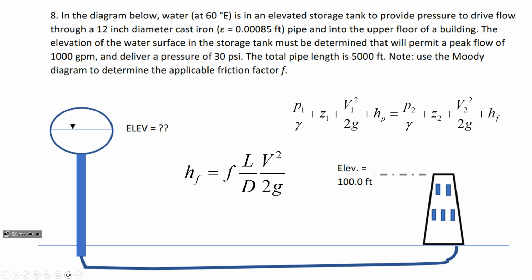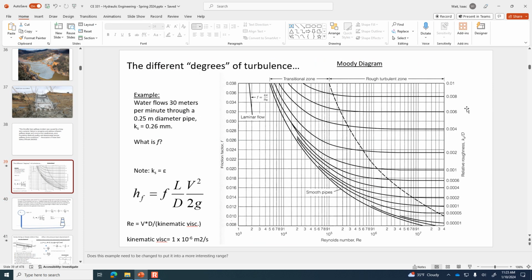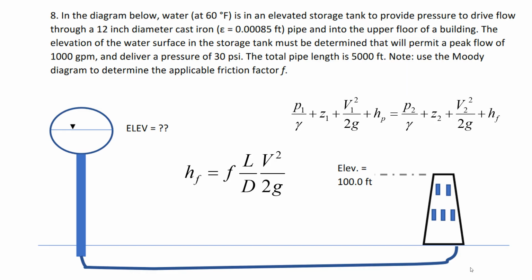That gives us the vertical component on the Moody diagram. It says here that it's cast iron, and the epsilon is 0.00085. So the relative roughness is just epsilon divided by pipe diameter. And then that's what we would use to determine the relative roughness. And so from all of that, you can get the friction factor, and then calculate H sub F.